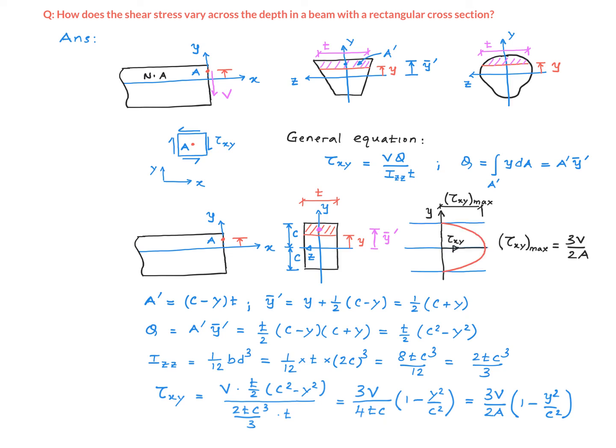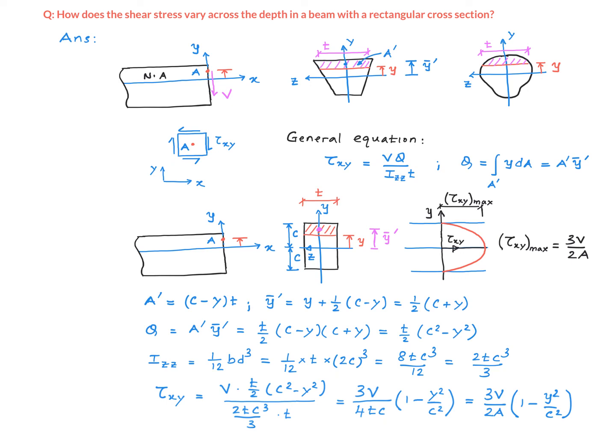So what kind of equation do we have? We have an equation of a parabola, right? And the shape of the variation of the shear stress in the y direction is this right here. All right. So you have zero shear stresses at these points, at the top of the beam and at the bottom of the beam, and the maximum occurs in the middle, right? And the maximum value is 3V over 2A.